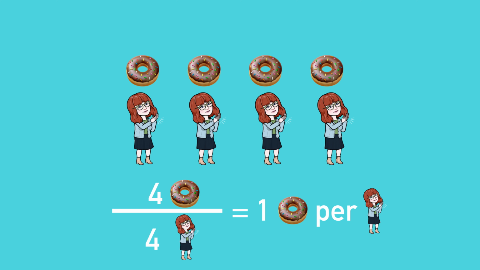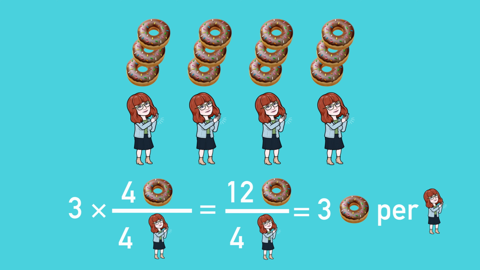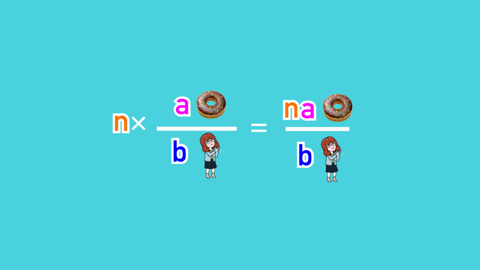Let's go back to our first example, where 4 people were sharing 4 donuts. If we double the number of donuts but keep the number of people the same, now each person gets 2 donuts. If we triple the number of donuts, each person gets 3 donuts. Anytime we multiply by a whole number, we change the number of donuts, aka the numerator. But the denominator is not affected.